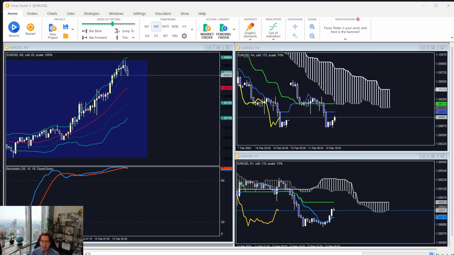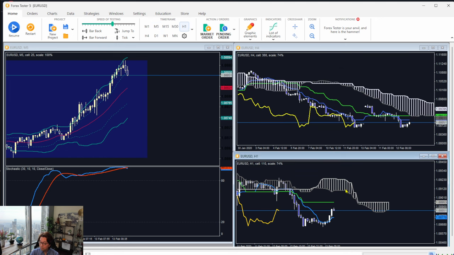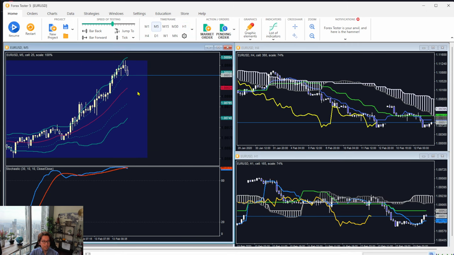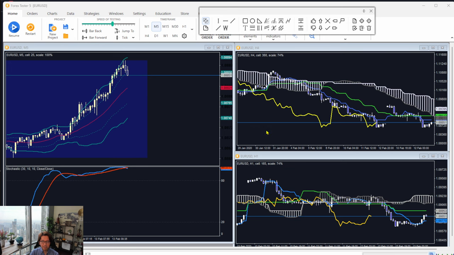So usually when I run the Forex Tester, I have the 4-hour time frame here, the 1-hour time frame is this one, and here is the 5-minute time frame. So I use these three different time frames and show you entry and exit examples.